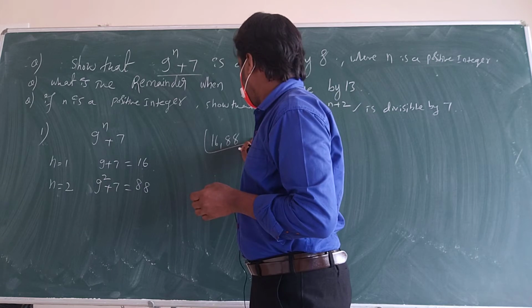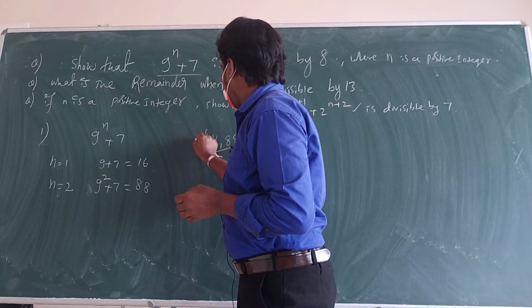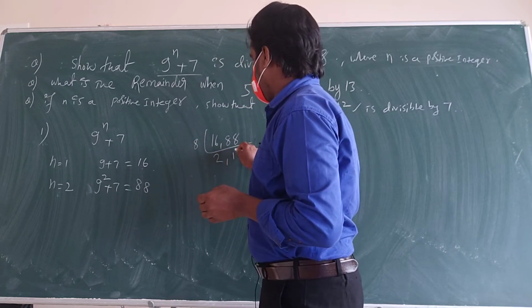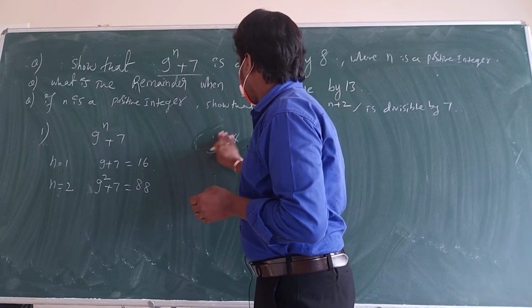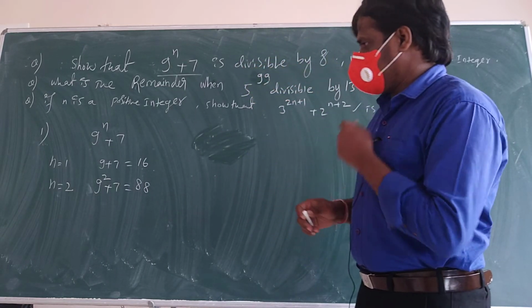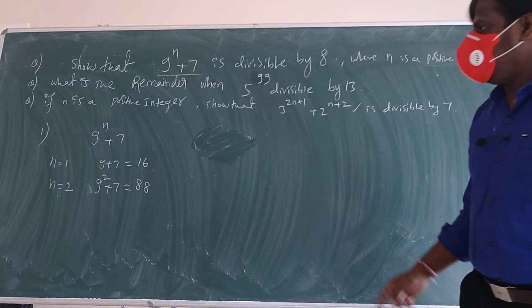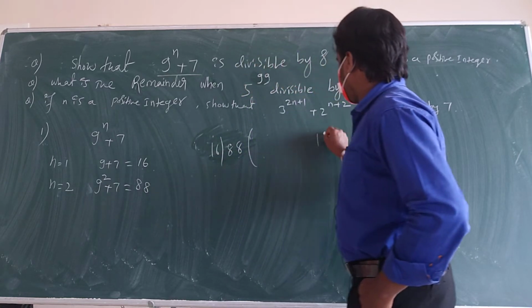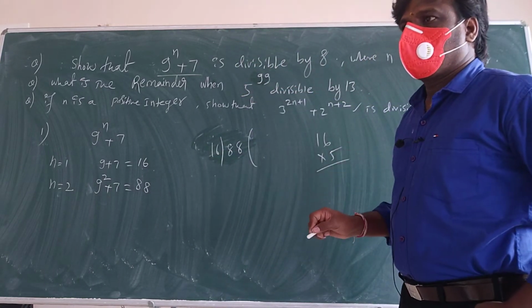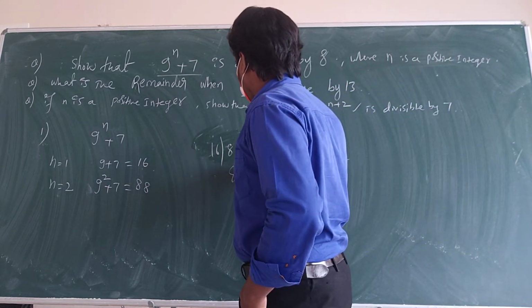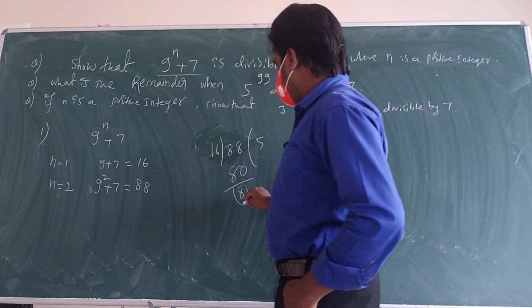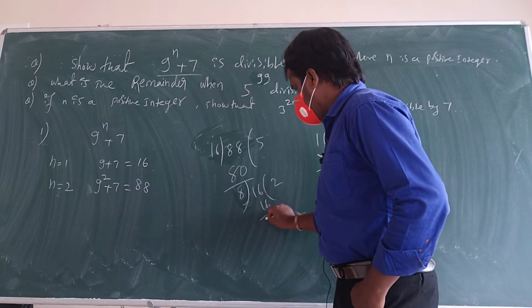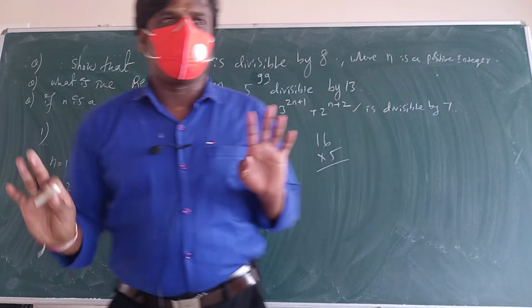So here, the shortcut method: 88 and 16. What is the GCD of 16 and 88, right? How many times 16 table? 16 5s are 80. What is the remainder? 8. So here 8, again you divide by 16. 8 2s are how much? 16. Remainder 0.